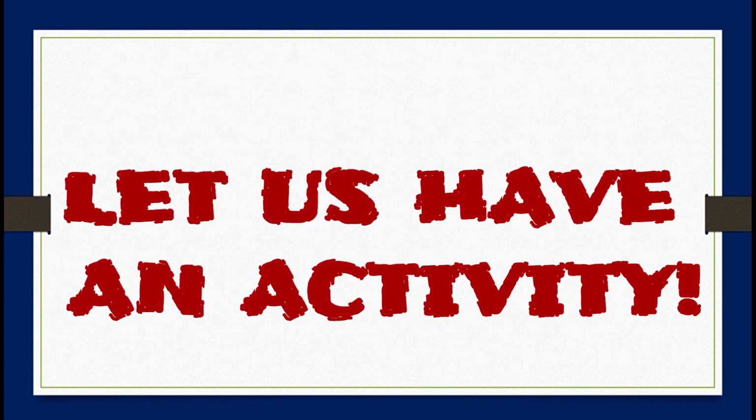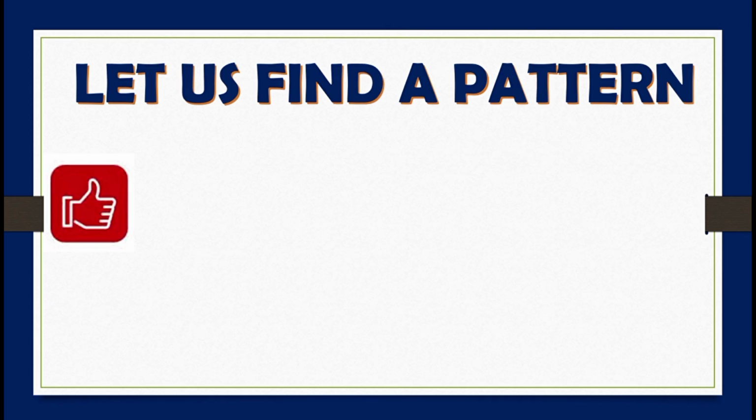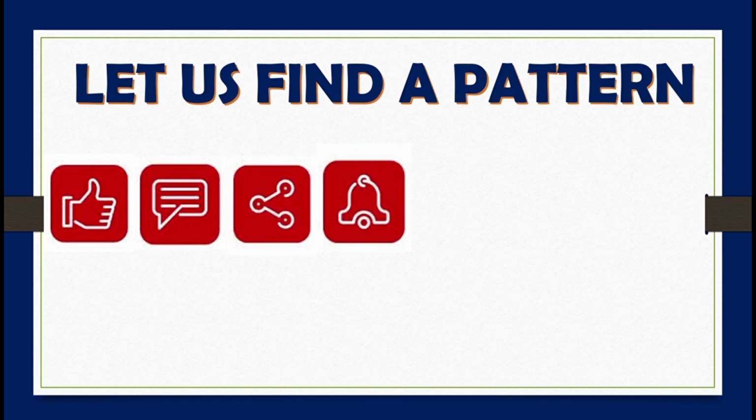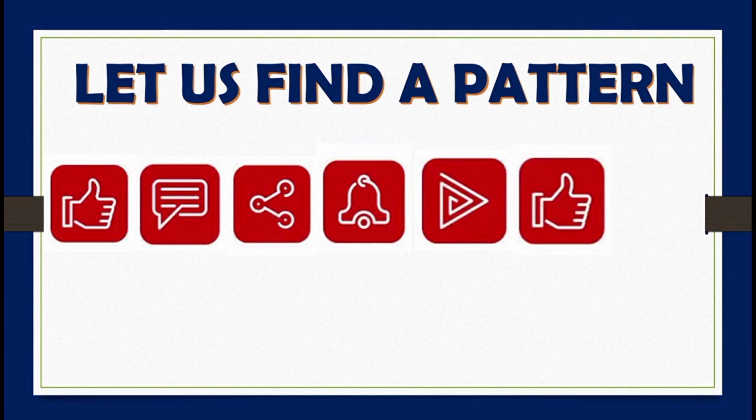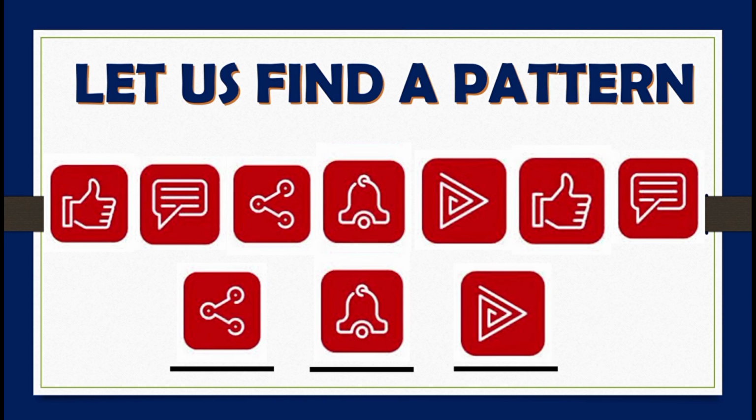So let's have first an activity. Let us find a pattern. Here, we are provided with the following symbols. First, a like symbol, followed by the comment symbol, share symbol, the notification bell symbol, and the subscribe symbol, followed by the like symbol and the comment symbol. Having this kind of pattern, can you guess the next three symbols? These are share symbol, notification bell symbol, and the subscribe symbol.